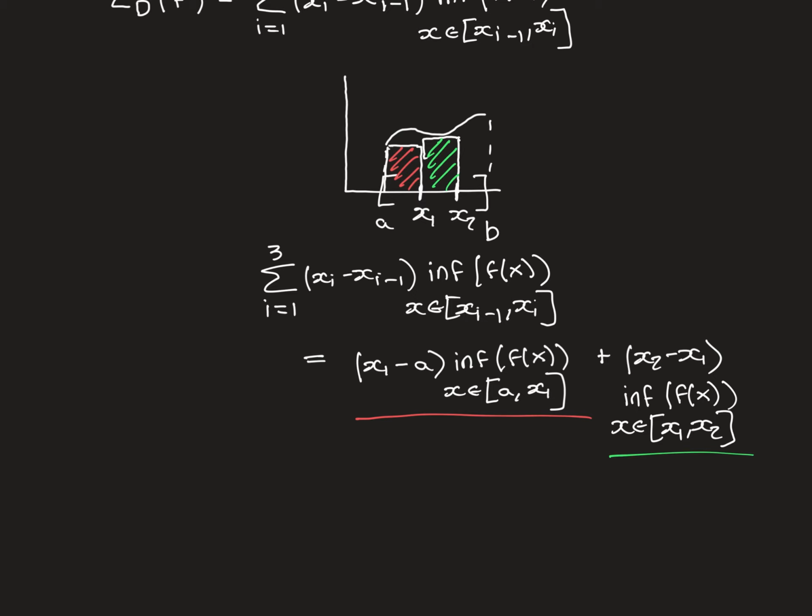And then the final one as well, so you'll have plus b minus x2 times the infimum of x an element of x2 to b of the values of f of x, and the smallest value for this interval is around there, so that'll be the area of this rectangle here.